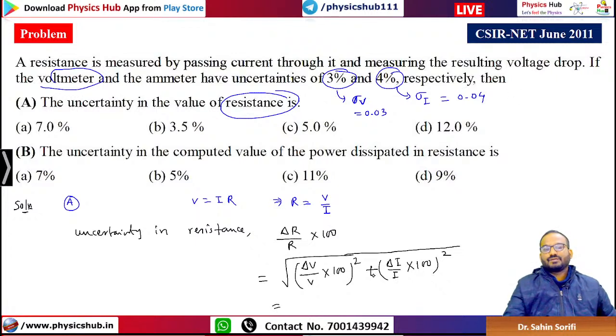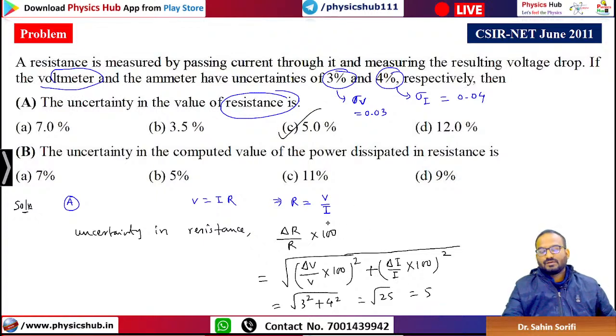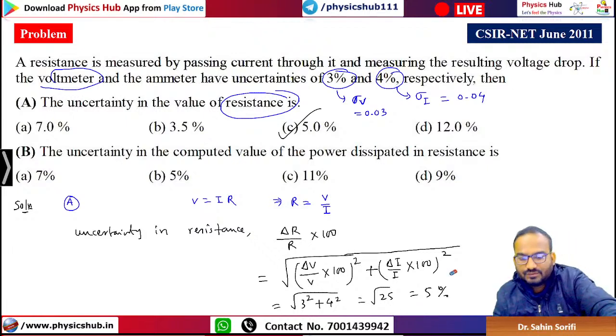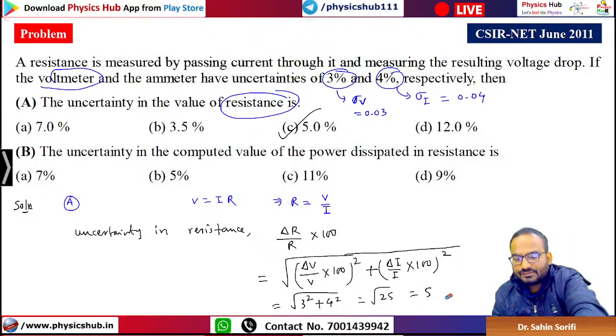Look, this is delta V by V, the fractional error, into 100, which means it is given in the form of percentage. So if you put the value, this is 3, this is 4, so we get 5, and because we multiplied by 100, we have got 5%. You don't need to write percent here, but you just check it.